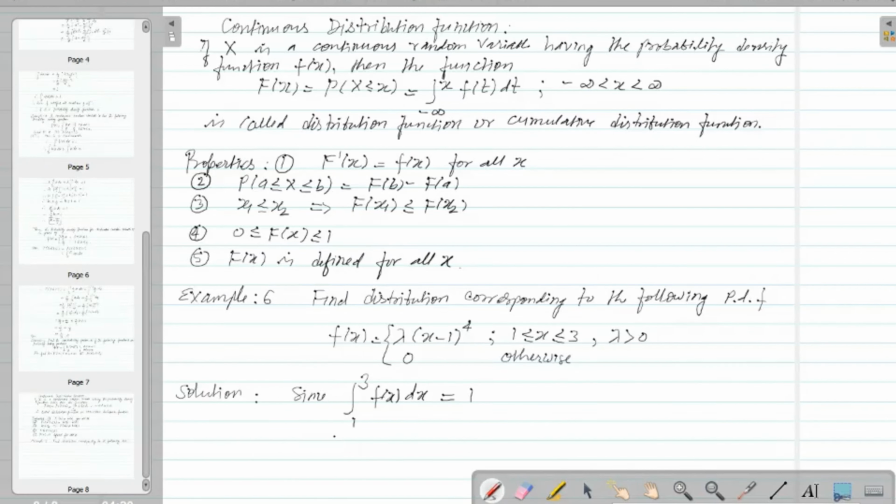Now what? Just substitute all the values over here. 1, 2, 3. f(x) is this function, lambda (x minus 1) to the power 4 dx, and this is equal to 1. Now just integrate this function and determine the constant value lambda.